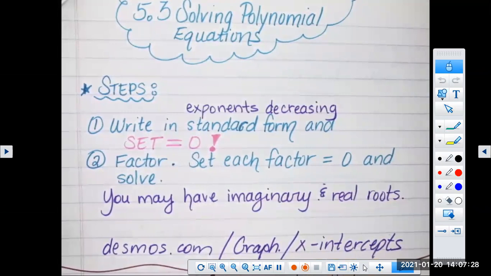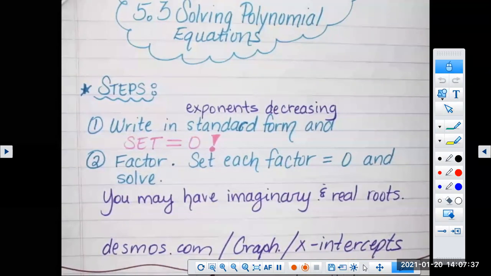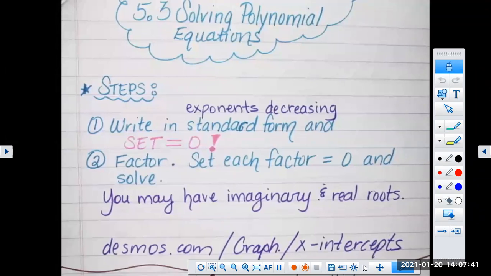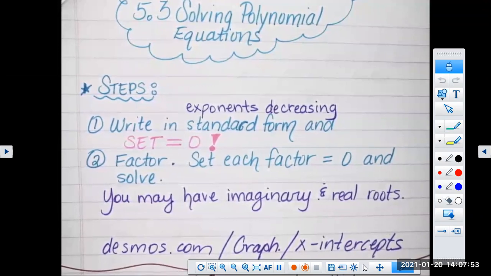Okay, once you have written it in standard form, you've simplified it if it needs it, and set it equal to 0, then comes the second part, factoring. You may have to factor difference of squares, factor difference of cubes, sum of cubes, factor by grouping, and I'm going to go over all of those things with you before we actually solve.